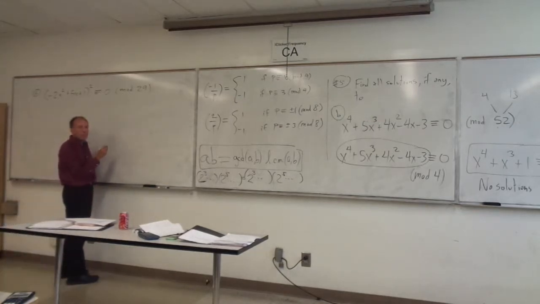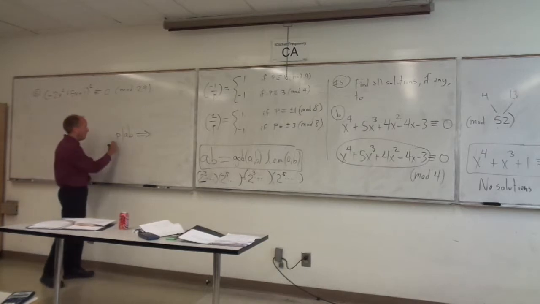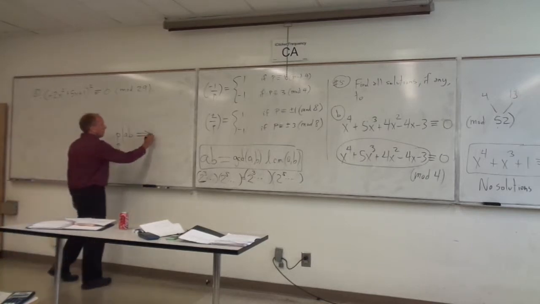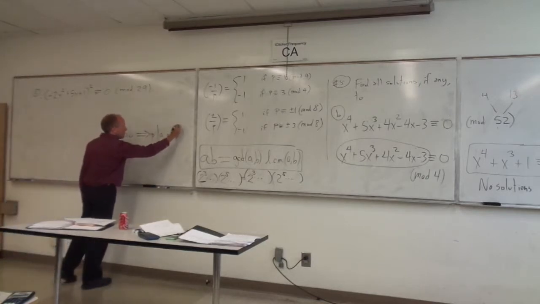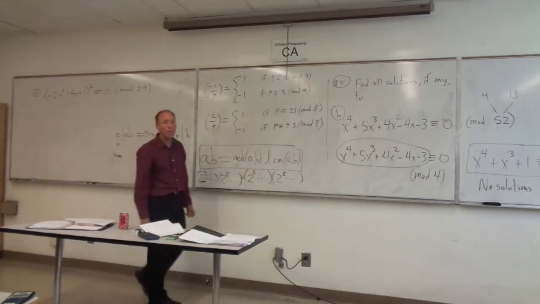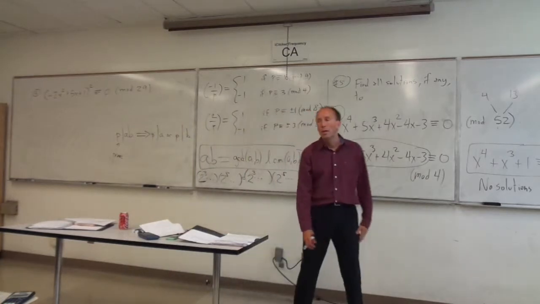If I have just a real quick reminder about something from early on. If I have that P divides a product of two numbers, A times B, and P is prime, what can we conclude from that? P divides A or P divides B. This is really important to remember, and it's only true for primes. It's not true for composite numbers, but for prime numbers that is true.